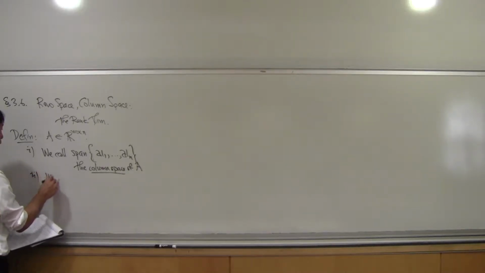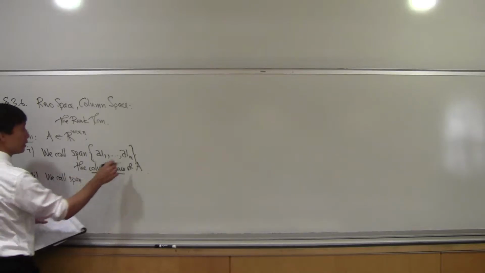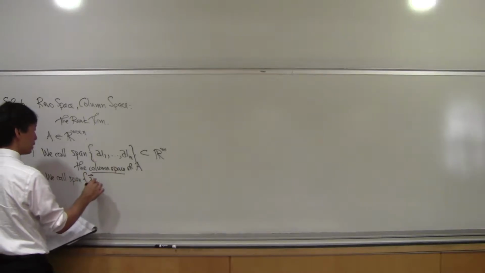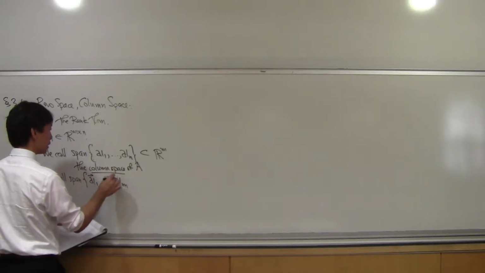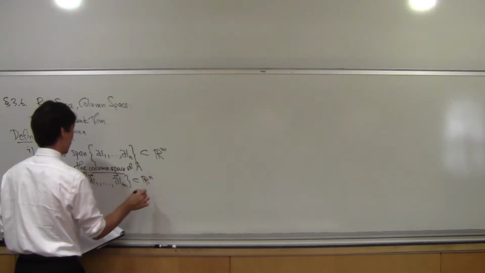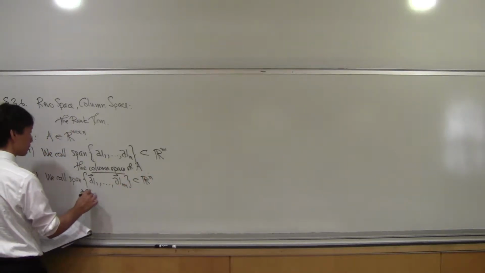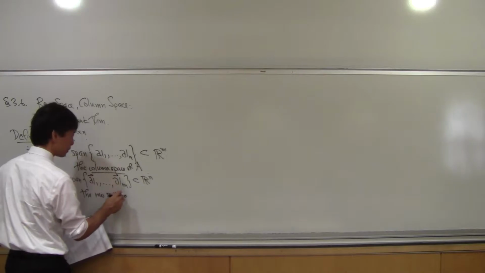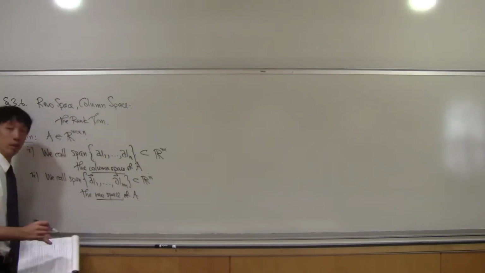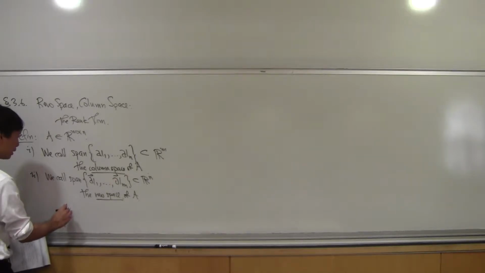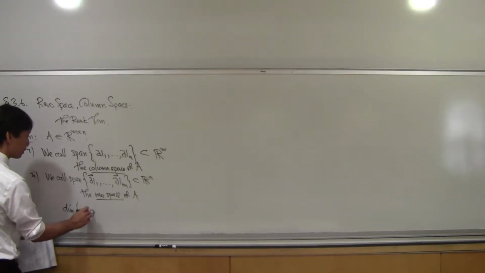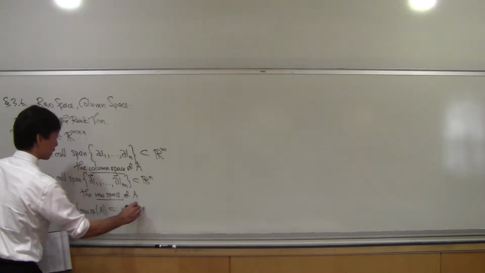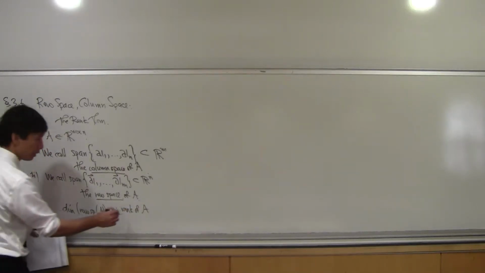The subspace that you get, right, so this is a subspace of Rm, right? If you take the rows and look at their span, that's going to be a subspace of Rn. We call that thing the row space. Row space of A. Okay, and we call the dimension of the row space of A the rank of A. The rank of A.